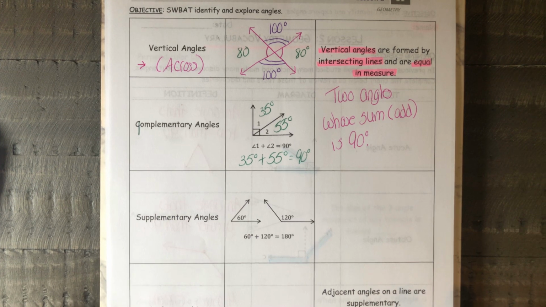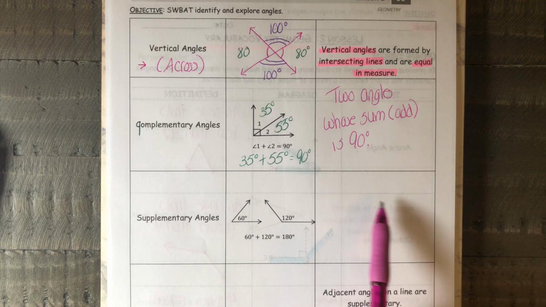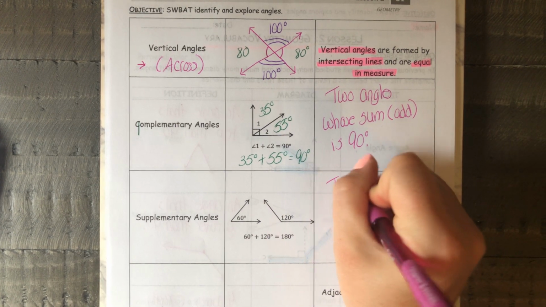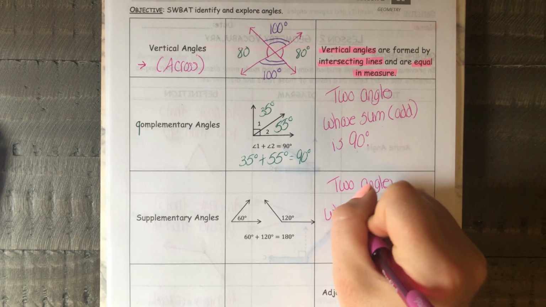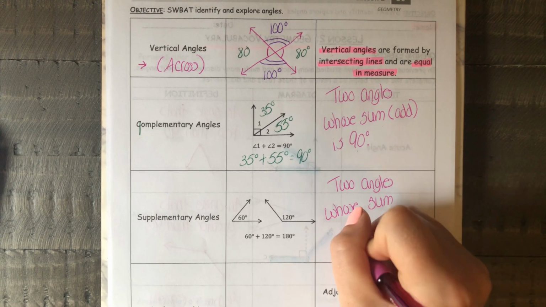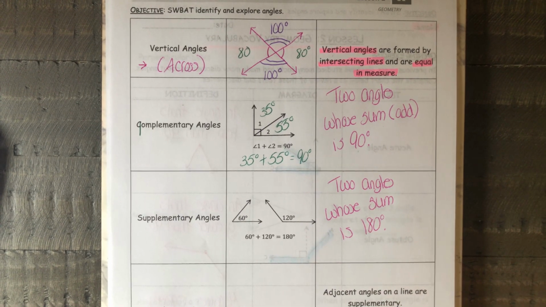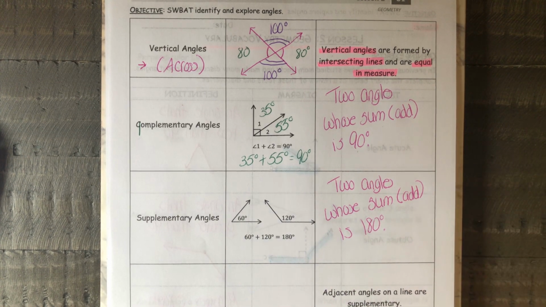Okay, let's move on to supplementary angles. Supplementary angles are a little different. So if we look right over here where we're going to write our definition, we're going to say it's two angles whose sum is 180 degrees. This one's a little bit bigger. All right. And again, the key word sum means to add. It means when I add them together.